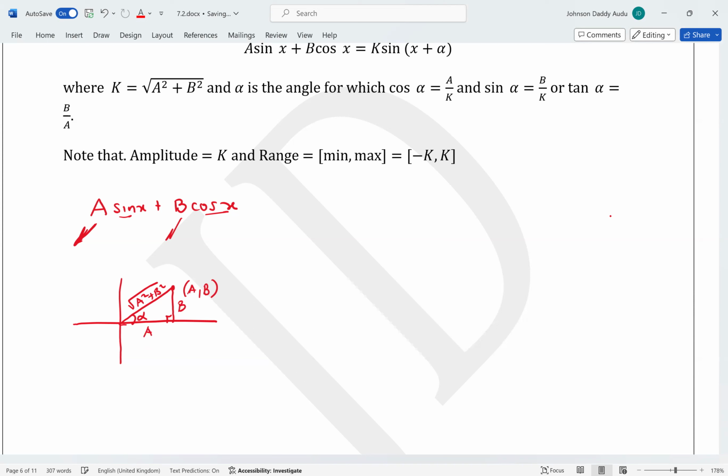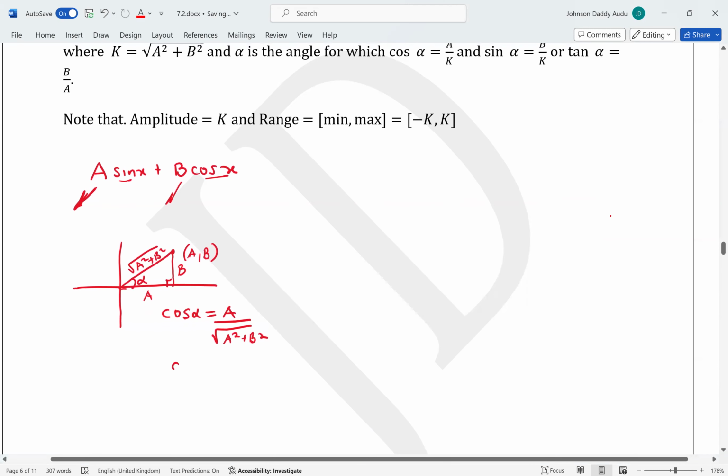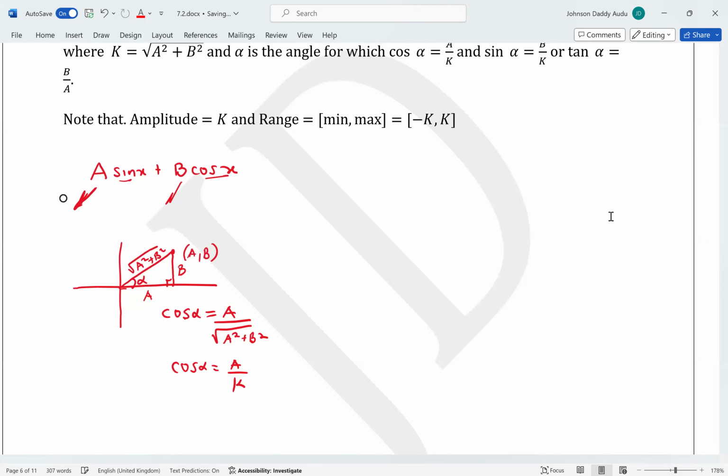So we can easily say from here that cosine alpha is adjacent over hypotenuse, which is a over the root of a squared plus b squared. So cosine alpha is equal to a over k, where k is the hypotenuse, the same thing as the root of a squared plus b squared. In the same way, we can easily see that sine alpha is nothing but b over k.